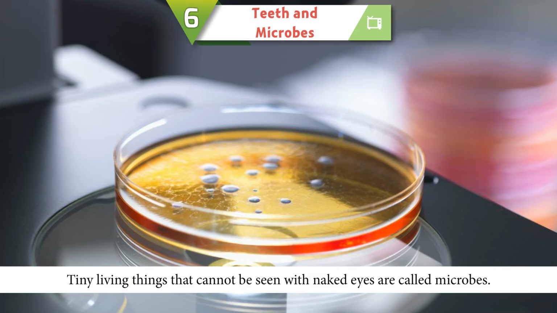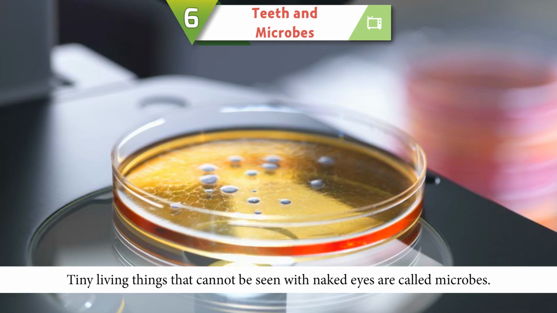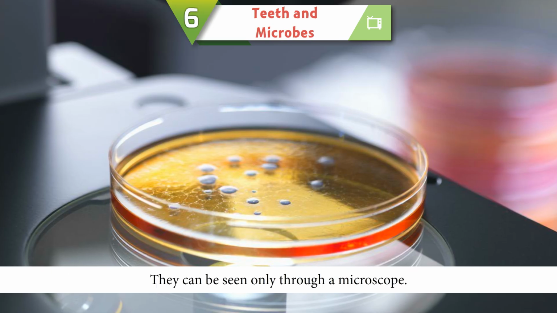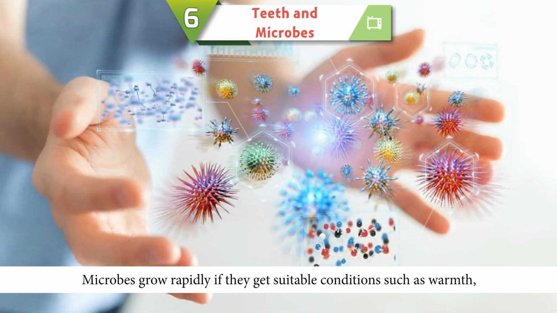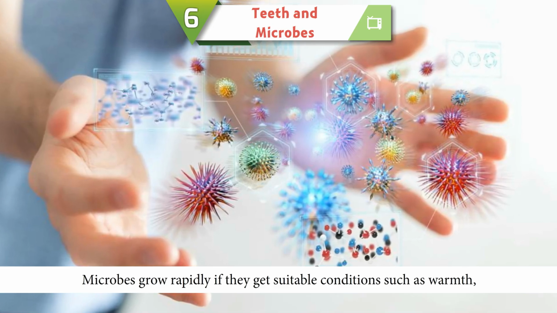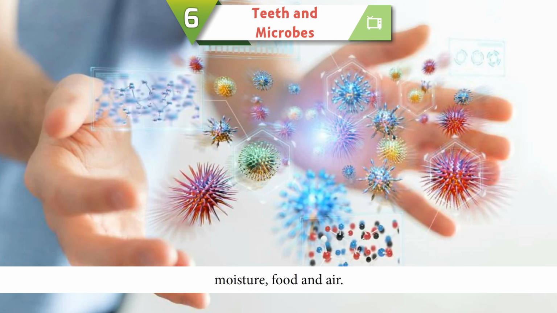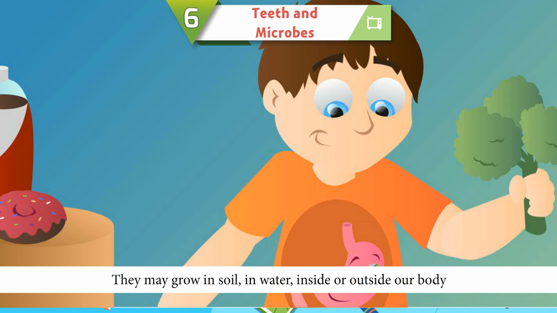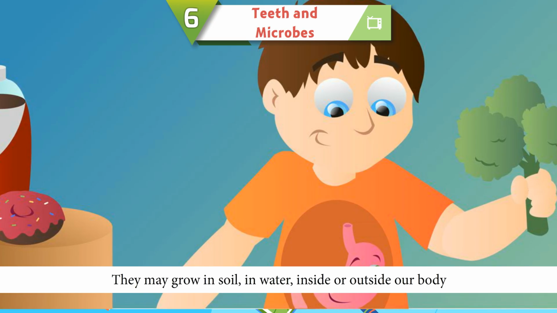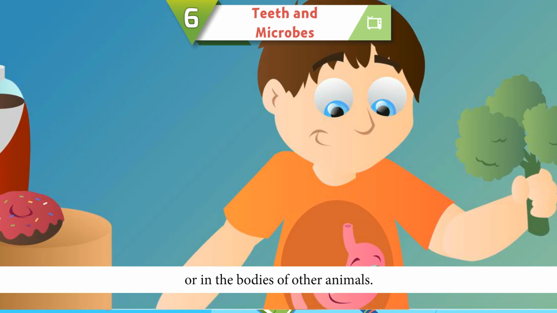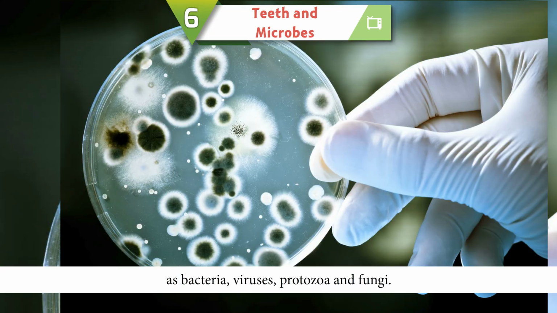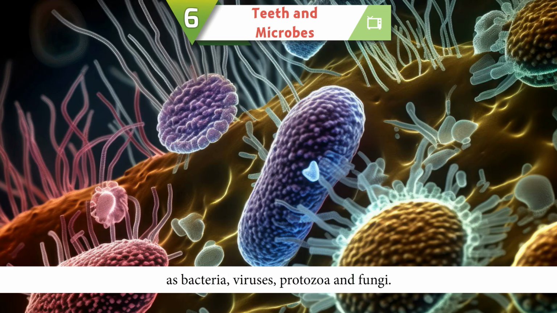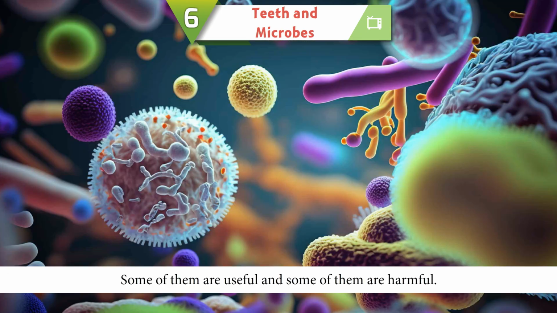Microbes. Tiny living things that cannot be seen with naked eyes are called microbes. They can be seen only through a microscope. Microbes grow rapidly if they get suitable conditions such as warmth, moisture, food, and air. They may grow in soil, in water, inside or outside our body, or in the bodies of other animals. There are different kinds of microbes such as bacteria, viruses, protozoa, and fungi.